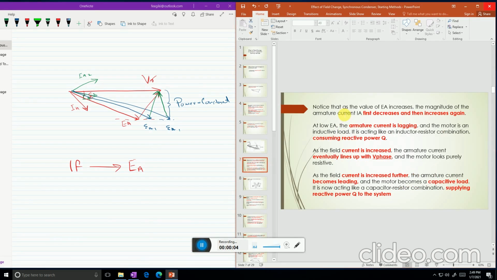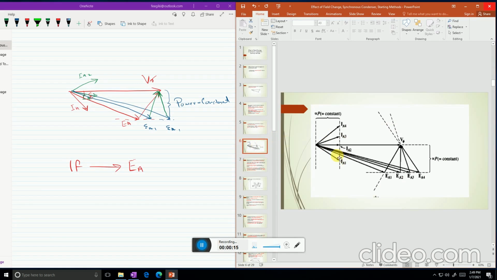Notice that as the value of EA increases, the magnitude of the armature current IA first decreases and then increases again. From this figure you can see that when the value of EA constantly increases, the magnitude of IA first decreases, and later it will also increase. IA value is also increasing. This is shown from this graph.